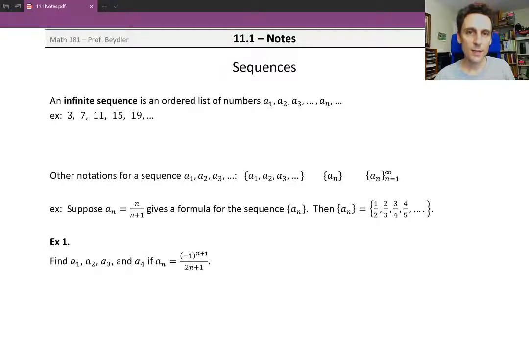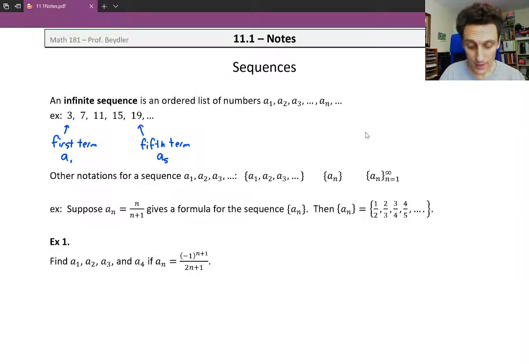An infinite sequence is just an ordered list of numbers, a1, a2, a3, and so on. An would represent the nth term of an infinite sequence. As an example, 3, 7, 11, 15, 19, that's an infinite sequence. 3 would be the first term, and we could represent that with a sub 1. 7 would be the second term, 11 would be the third term. Here's the fifth term right here, 19. That would be a sub 5.